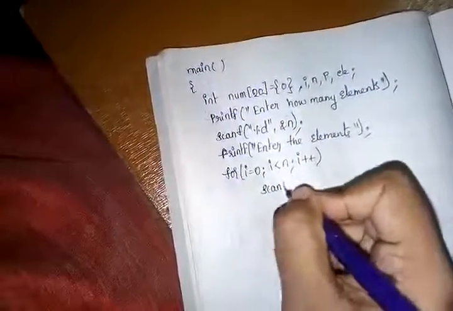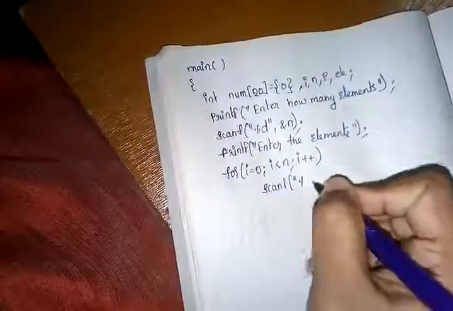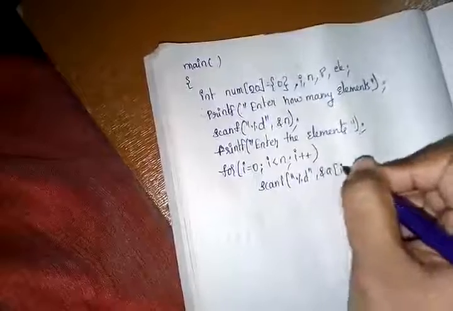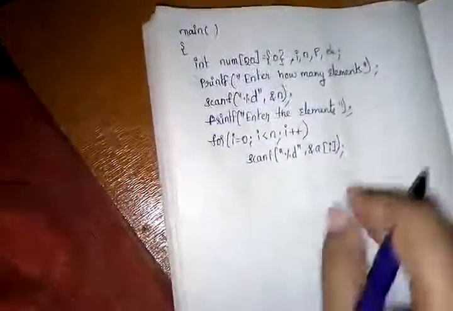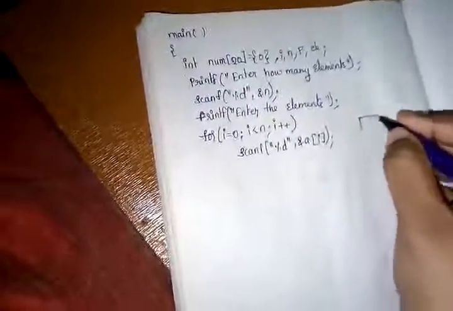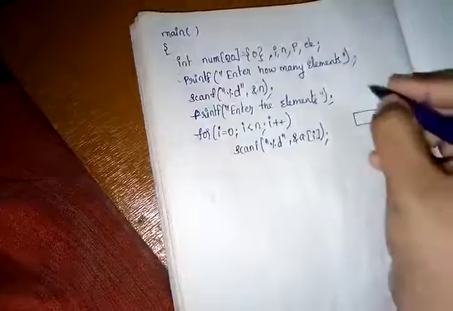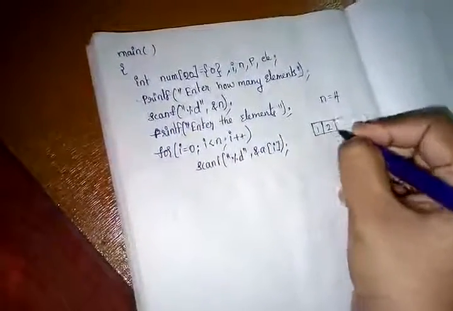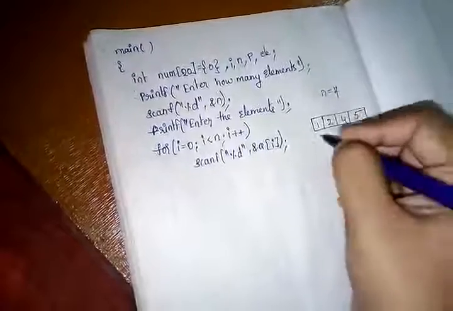scanf("%d", &a[i]). So by this statement, we get all the elements inserted into an array. Say for example, I have given the n value as 4 and the elements are 1, 2, 4 and 5.